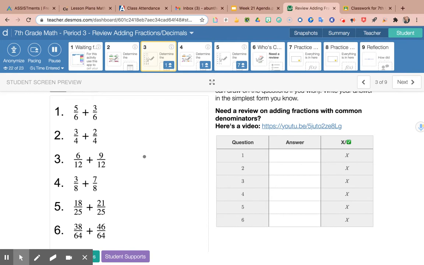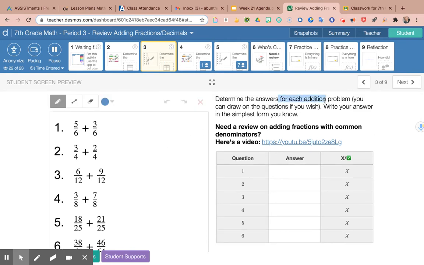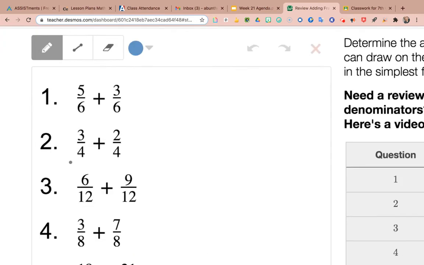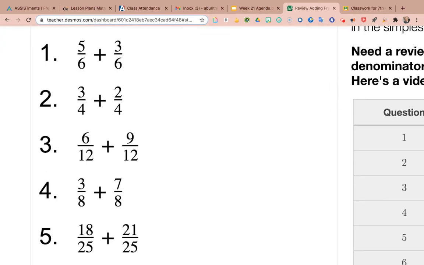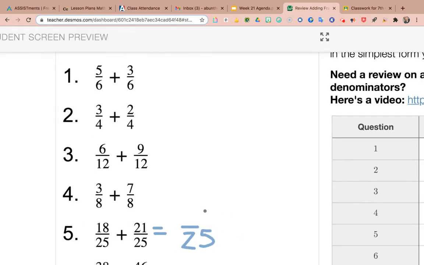For number 3, you're going to practice adding the fractions. Put it in the simplest form you know. Again, you have that video. So for all of these, they're going to have common denominators. So all you have to do is keep the bottom the same and add the top. And then you should practice turning your improper fractions into mixed numbers.